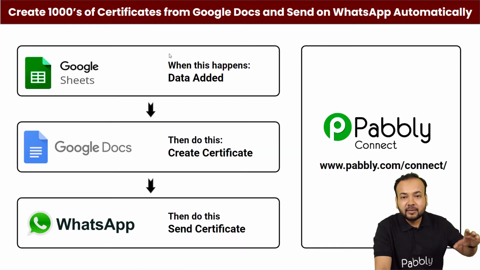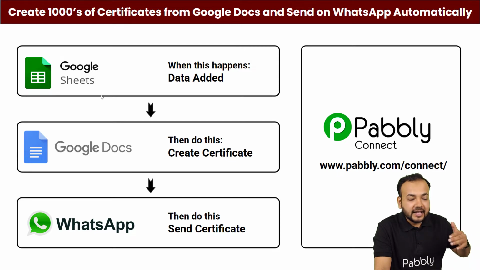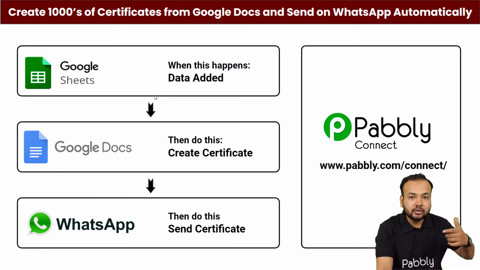So guys, this will be the flow of this automation. Here you just have to add the data of the participants or the people to whom you want to send the certificates here in the Google Sheet application. And after that, as you add the details, Google Docs application will create those certificates automatically, and the same certificates are going to be delivered on the WhatsApp account of the people automatically. You just have to fill in the details here and this automation is going to do the rest of the work.